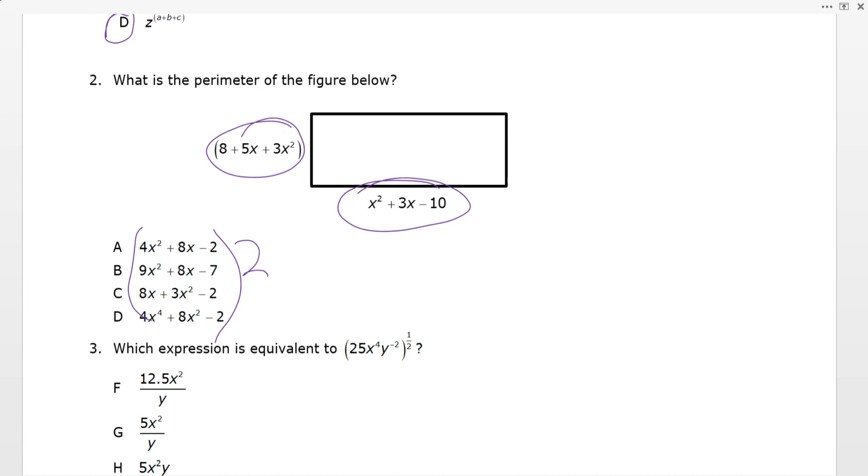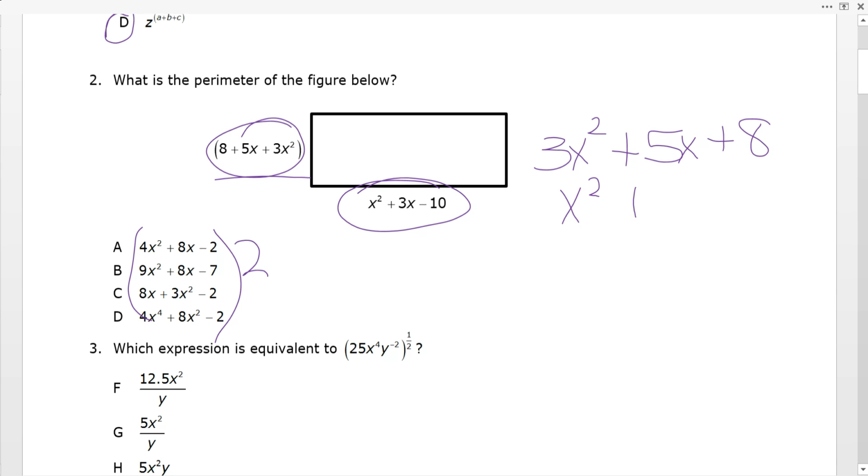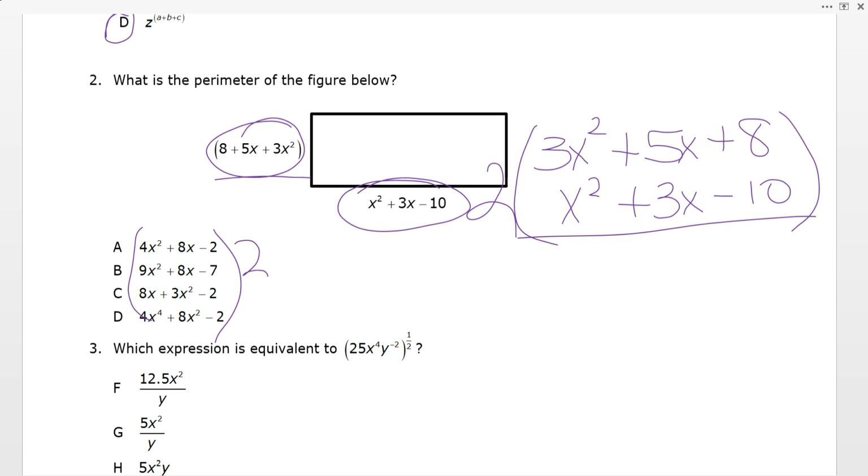So I'm going to rearrange this one and put it in order from biggest to smallest. So I have 3x squared plus 5x plus 8, and I'm adding to it x squared plus 3x minus 10. So after I do that, I should multiply the whole thing by 2 for perimeter, which your answer choices did not, but I'll try and remember to fix that tomorrow. So let's go ahead and add. We have 4x squared plus 8x minus 2.